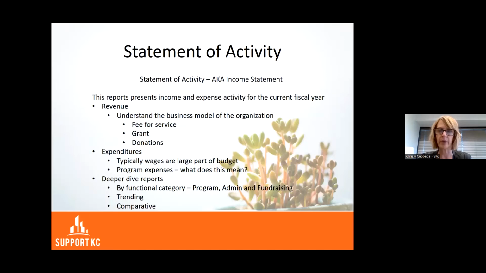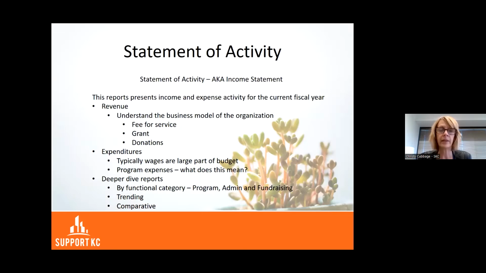So as a board member, think about the fact that you're only looking at a certain period of time. Pay attention to the dates. It will say on the top for the 1 month or for the year to date, so that you know what period of time you're looking at.